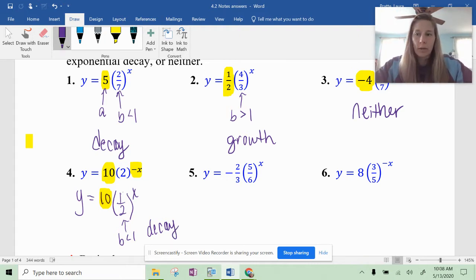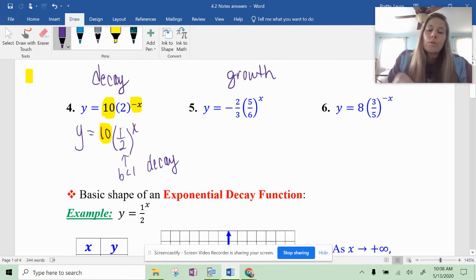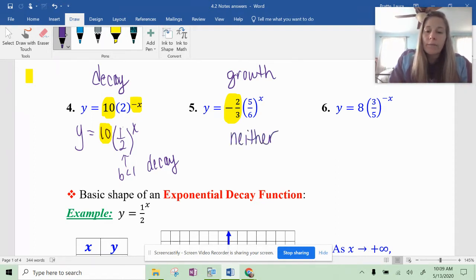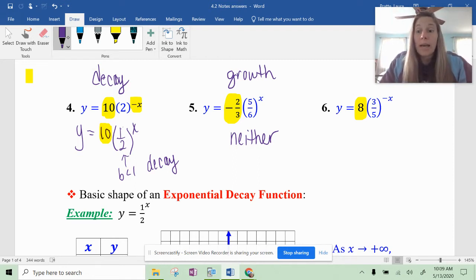Okay, now let's take a look at number 5. Our A value is negative. As soon as you see that negative A value, you know that this is neither growth nor decay, so you really don't have to take it any further than that. When you go to number 6, this is a positive A value, so you know it will be either growth or decay, so you have to focus on that factor.